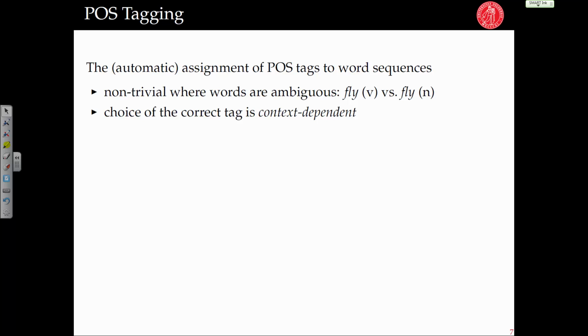We have established this already, that language is very ambiguous, and there are many different levels of ambiguity. One of these levels is the lexical categories, or the parts of speech tags that a word can take. So a word like fly could be a verb, it could be a noun, right? It could be fly the insect, or the verb to fly. And if I say just fly, you don't know whether I'm referring to the verb or to the noun. But when I say I fly, you know that I'm talking about the verb now.